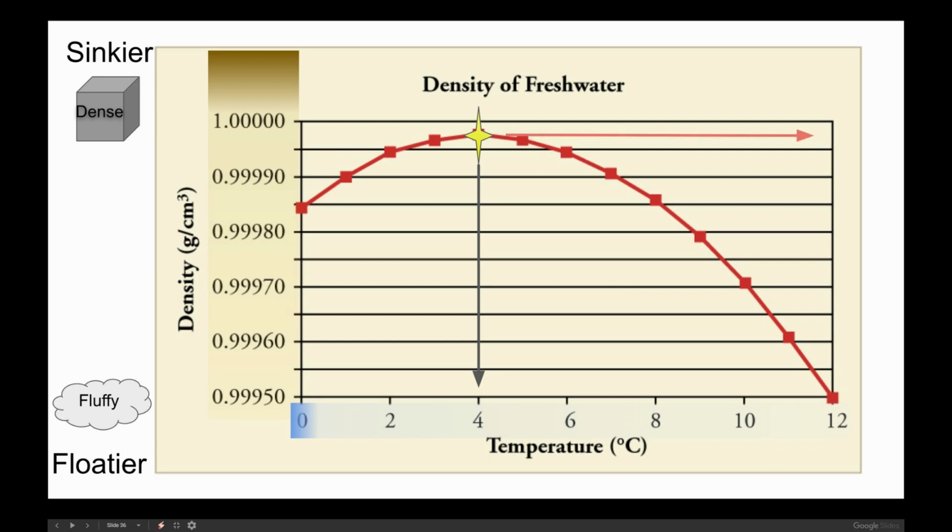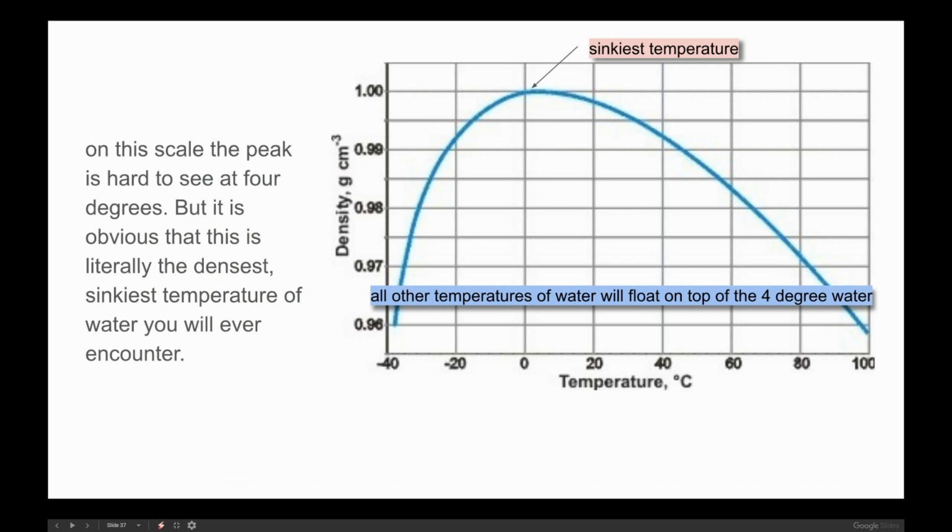If water warms beyond 4 degrees, it becomes floatier because the density went down. If water cools below 4 degrees, it becomes floatier again. So the sinkiest water is at the 4 degree mark. And this is true for all other temperatures of liquid water, all the way down to minus 40.